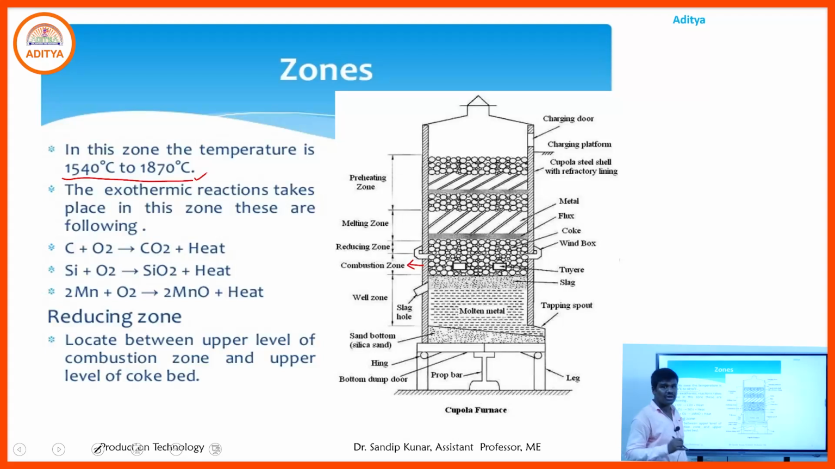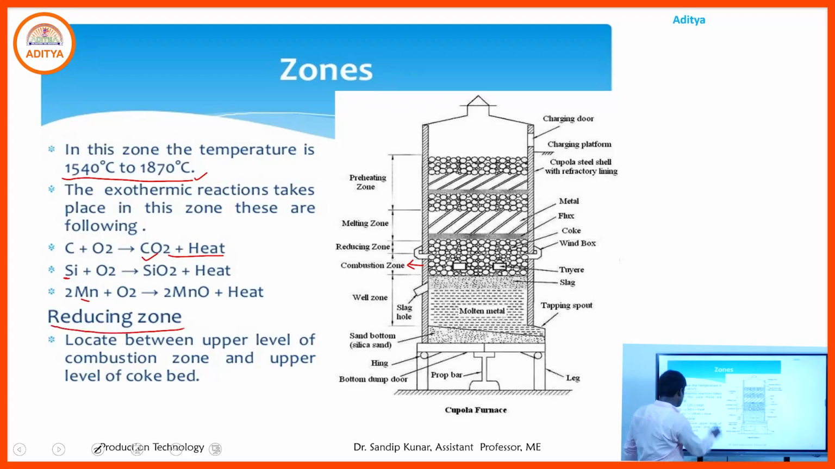So what are the reactions? The first one: C plus O2 produces CO2, and heat is generated. Another: Si plus O2 forms SiO2, silicon dioxide, and heat is generated. Another: 2Mn plus O2 forms 2MnO, manganese oxide, and also generates heat. So an exothermic reaction takes place, and extra heat is generated in the combustion zone.